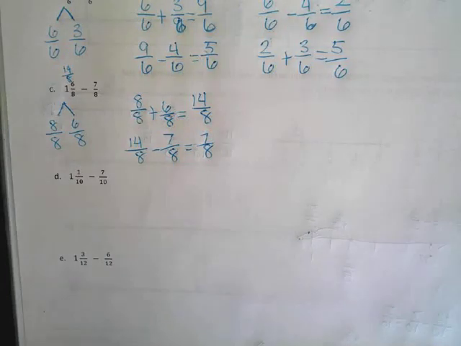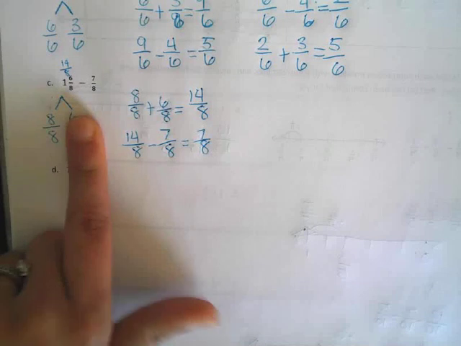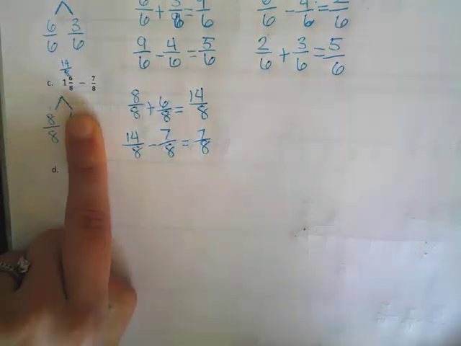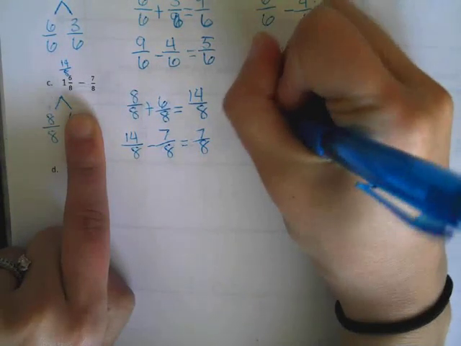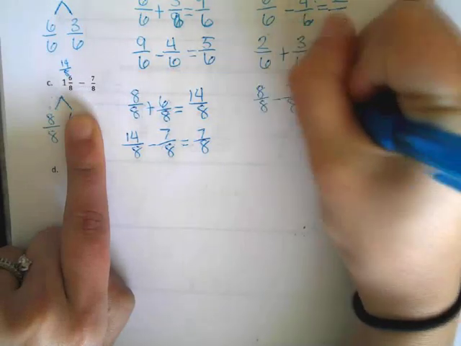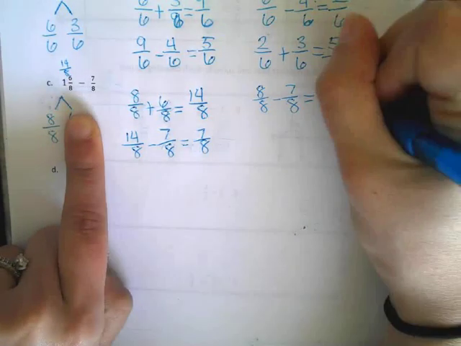Brendan? 6/8 goes on vacation. Yep. So we have 8/8 minus 7/8. And that gives us 1/8.